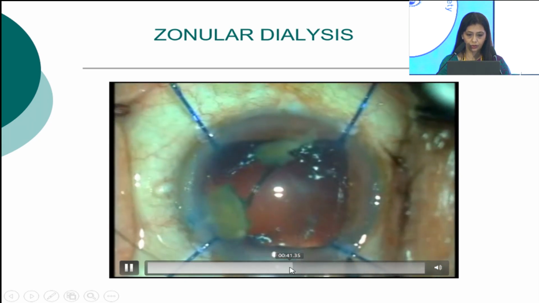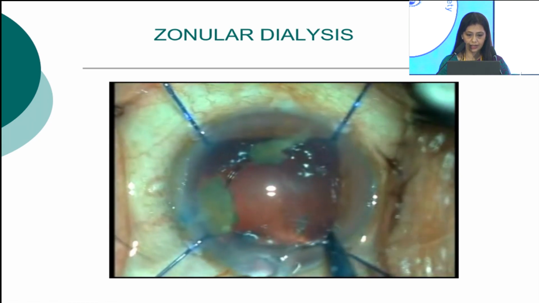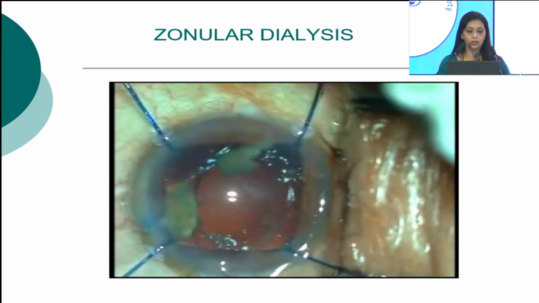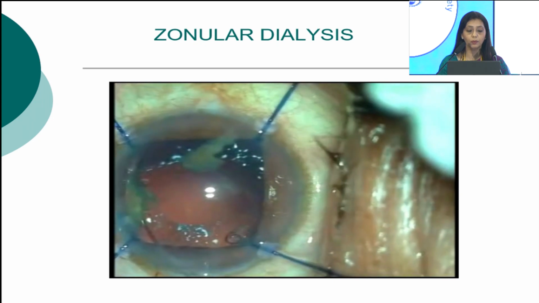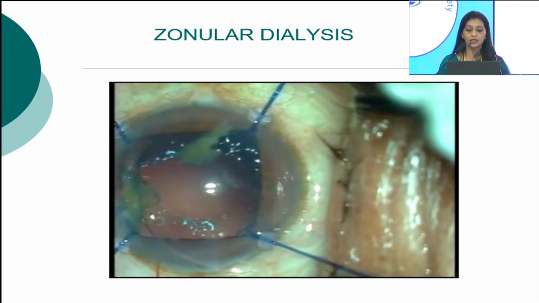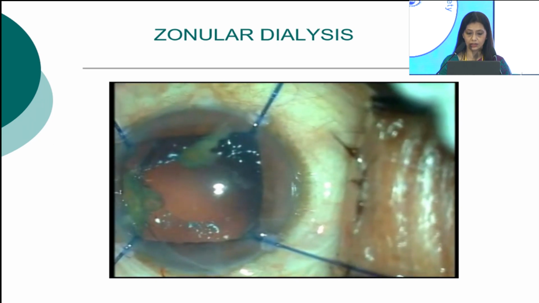In this case, after doing the phaco, you see that we see a zonular dehiscence. So in this case, we would put a CTR before taking out these pieces of cataract to make a stable bag and not let the bag go away. It is very important to put a CTR at this point in this case.